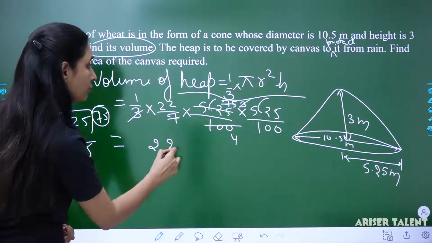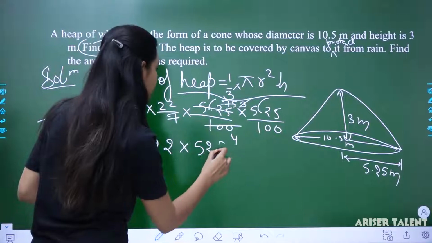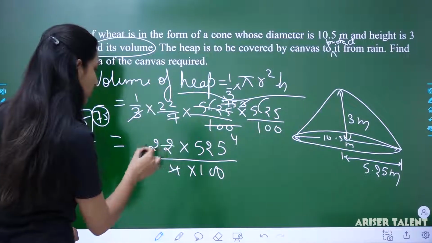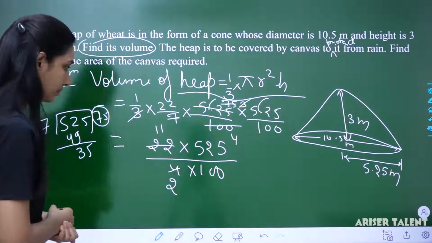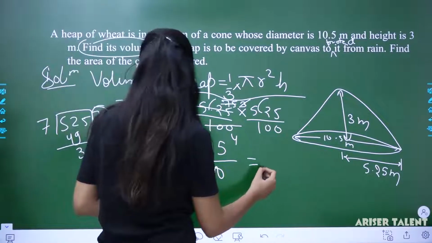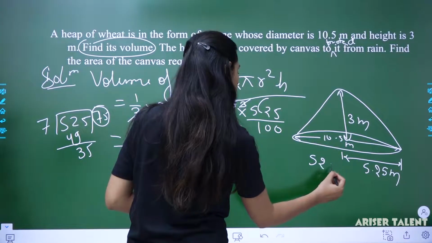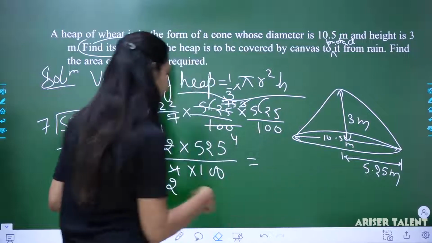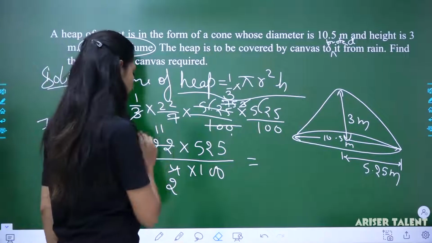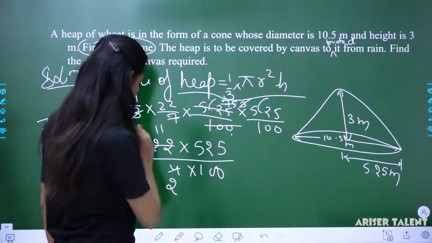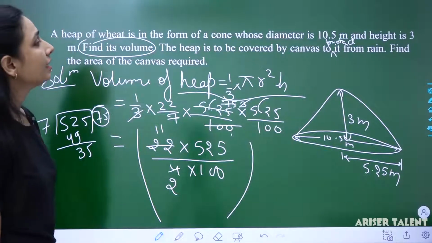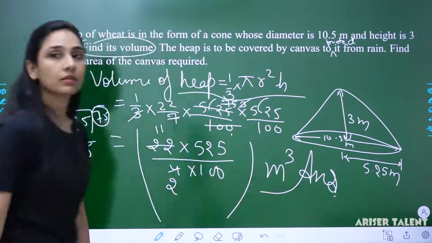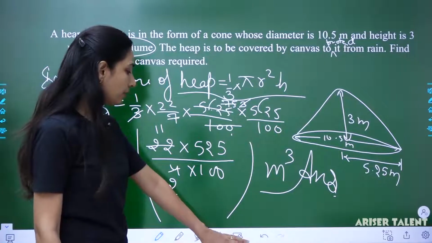Okay, so that will be 22 multiplied by 5 to 5 divided by 4 multiplied by 100. Okay, so that will be 11 here, 2 here. Understood? So that will be 5 to 5 multiplied by 11, and you can just solve it. Okay, you can just solve this complete thing and you'll be getting something in your answer, and that will be in what? Centimeters? No, meter cubes will be your answer. Understood? Okay. The first thing is covered in this.